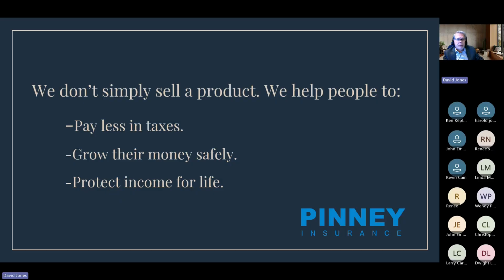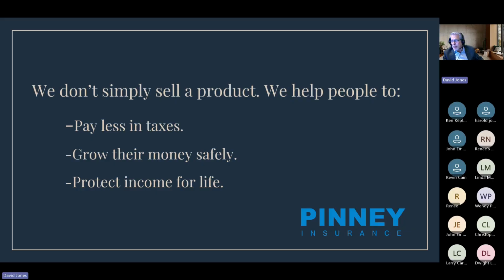It's a real good thing, and I've been doing this a little while. So we help people to pay less in taxes. I'm going to show you how to do that and why that's specific to this particular presentation and what we're doing and how we present these IULs. Grow their money safely. The title of this is the power of 0%.